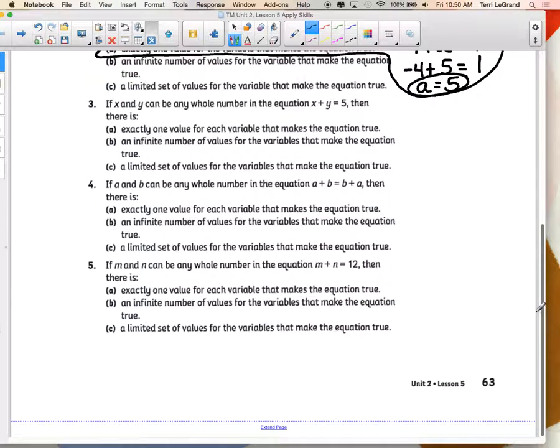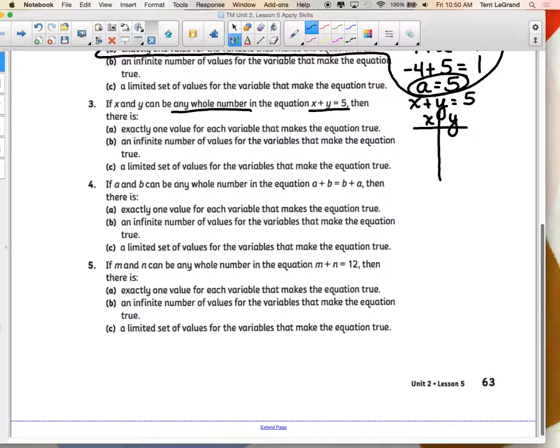Okay, let's look at number 3. If x and y can be any whole number, we should underline any whole number, in the equation x plus y equals 5. Then we're going to check it out. How many choices do we have for the variables this time? So we got 2 variables again. Let's write our equation down. Let's make a little xy table to help us.